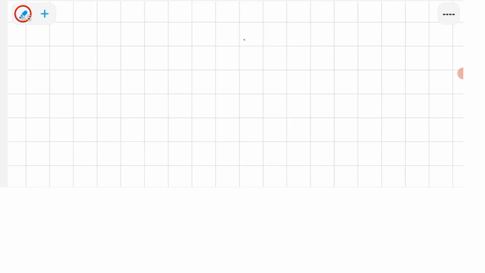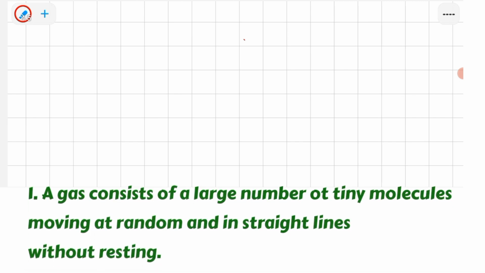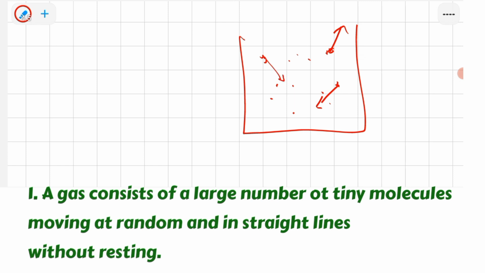The first one states that a gas consists of a large number of tiny molecules moving at random and in straight lines without resting. That's to tell you that the number of particles in a gas is uncountable, and these particles are not at rest, they are moving. This one, for example, might be moving up like this. This one might be moving down. This one might be moving in this direction. It's a random movement. The movement is not defined in a particular direction.